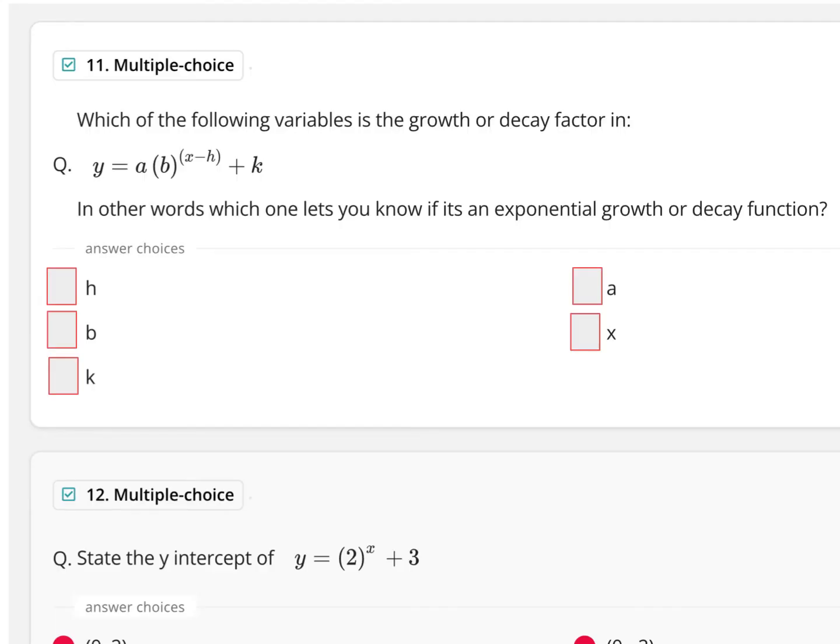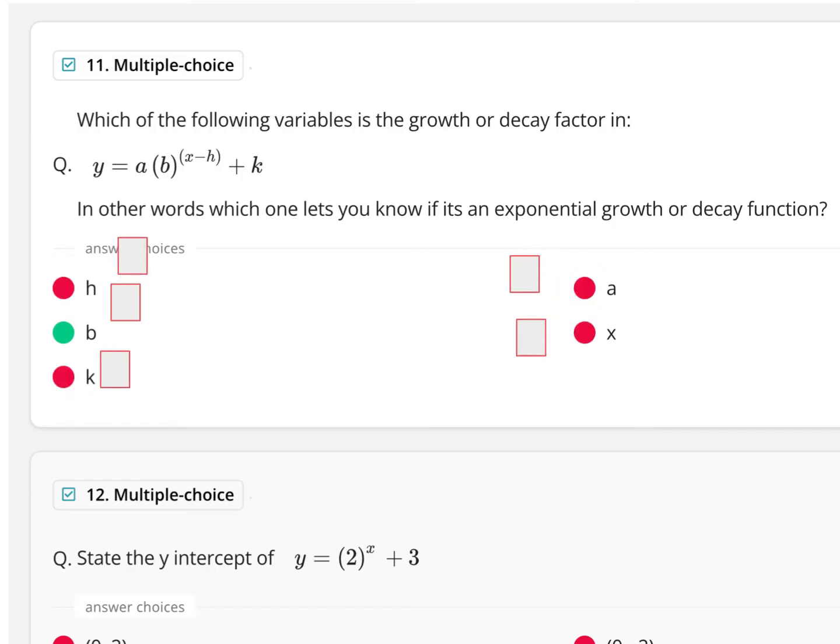This one's a pretty straightforward, easy question. You just have to know what the different values mean, right? And of course, right here, I'm asking which of the following variables is the growth or the decay factor? Well, what determines if it's a growth function or a decay function? The b value. So if the b value is greater than 1, it's a growth function. If the b value is a fraction or decimal between 0 and 1, if it's less than 1, then it's going to be a decay function. So obviously b is the correct answer. All the other ones are incorrect.